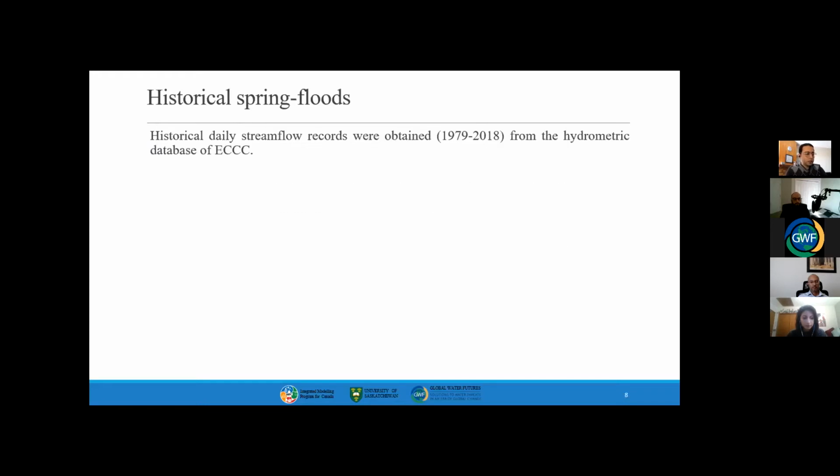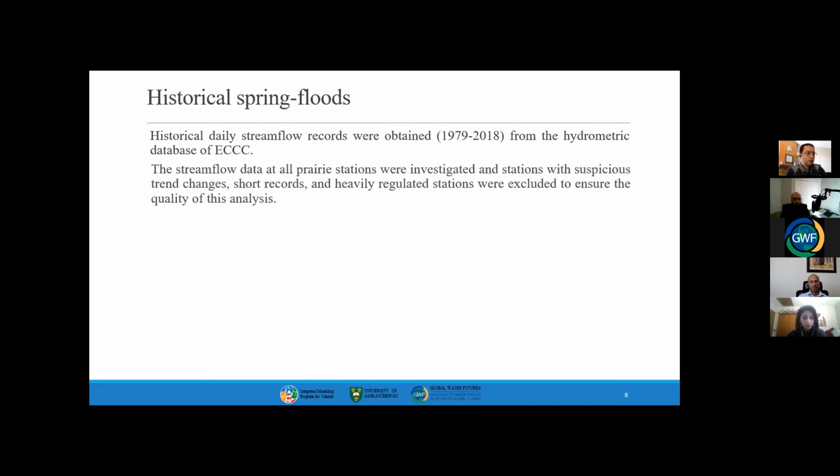So the first and initial step in this analysis was to sample the historical spring floods. The historical daily streamflow records were obtained for that reason from 1979 to 2018 from the Hydrometric Database of Environment and Climate Change Canada. The streamflow data at all of the prairie stations were investigated, and stations with abrupt trend changes, short records, or heavy regulation were excluded to ensure the quality of this analysis.